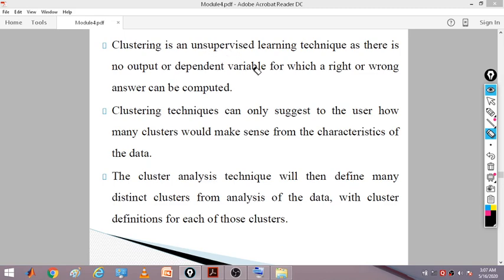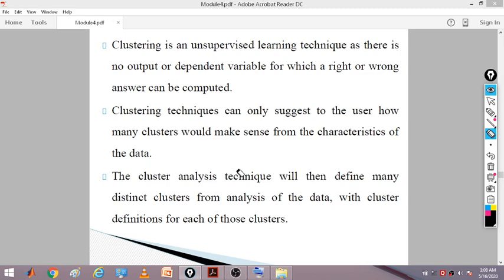What we do is only try to group the items according to their similarities. Clustering techniques can only suggest to the user how many clusters would make sense from the characteristics of the data. If you have a large volume of data, you divide it based on its characteristics, and the division should make sense, with each cluster obeying some rules or having some characteristics. That may help you in taking decisions.